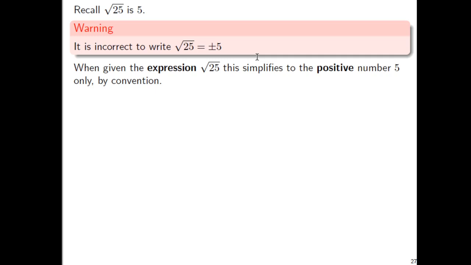Okay, please recall that square root of 25 is 5, just a plain old 5. It is incorrect to write root 25 equals plus or minus 5. We have not talked about the symbol really, and it will come up, but while we're dealing with expressions, this is not the time for this. So when given the expression root 25, this simplifies to the positive number 5 only by convention.